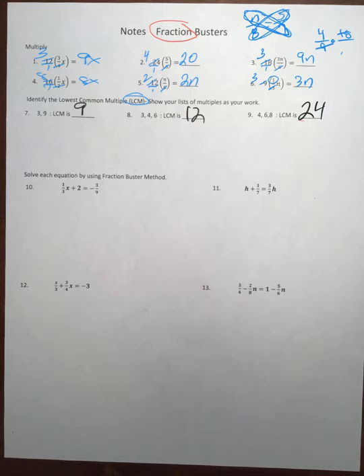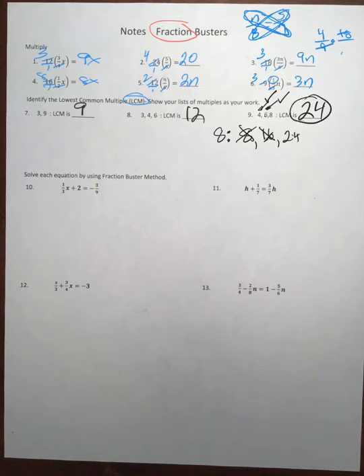I pick the biggest number, which is 8, and I start doing my multiples of 8. So I start off and I say, does 6 go into 8 evenly? No. Does 4 go into 8? So I go to the next one. Add another 8. Another 8 would be 16. Does 6 go into 16 evenly? No. I add another 8, which would be 24. Does 6 go into 24 evenly? Yes. Does 4 go into 24 evenly? Yes. Then 24 is going to be my LCM.